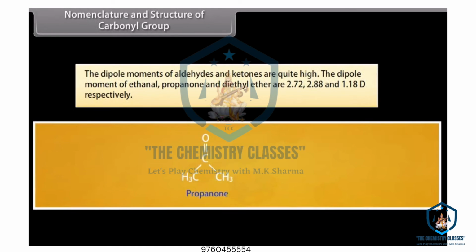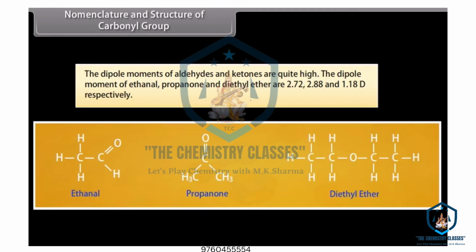The dipole moments of aldehydes and ketones are quite high. The dipole moments of ethanal, propanone, and diethyl ether are 2.72, 2.88, and 1.18 debye respectively.